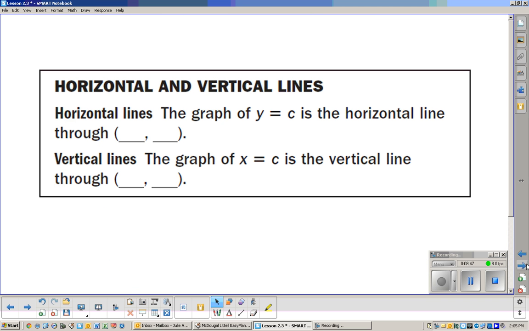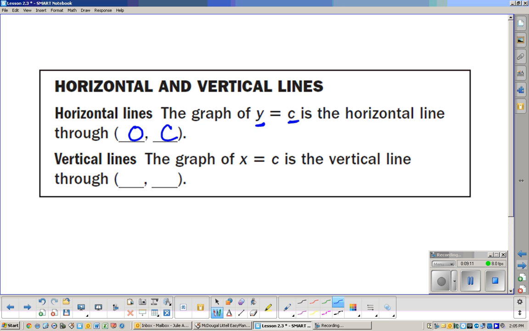Okay, then we have these horizontal and vertical lines, which you guys like to call straight. Now remember, we talked about these yesterday, that when you graph a horizontal line, the graph is y equals c. So what point is it going to go to? Well, look at this. It says y equals c, so that means the y in your point has to be a c, so it must be (0, c).